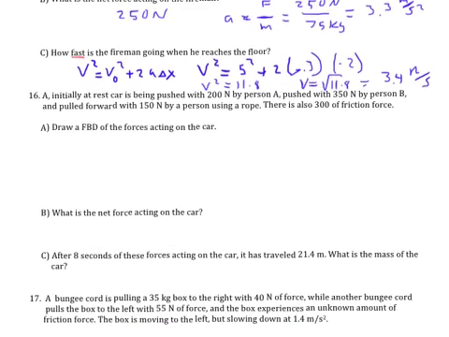All right, what do we have now? Now we've got an initially at rest car. Okay, good grammar: a comma, initially at rest car. A car initially at rest is being pushed. So let me just draw this car here. Whoops. Here's my car.